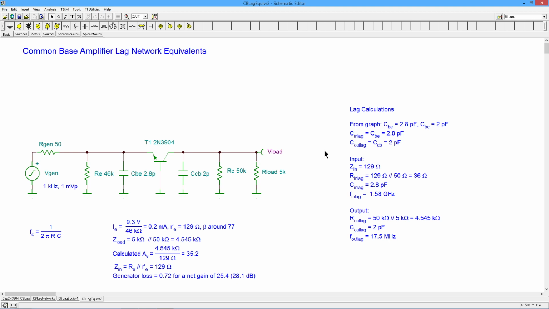So my input lag, 2.8 picofarads. My output lag, 2 picofarads. Z in, 129 ohms. The input resistance is 129 in parallel with 50, which gives us 36. So you plug that into your formula with the 2.8, and you get 1.58 gigahertz. Well, good luck with that. That's a crazy number. The FT, which is the transition frequency for beta on a 3904, is something like, if I remember correctly, 350 megahertz. That's where beta falls to 1.